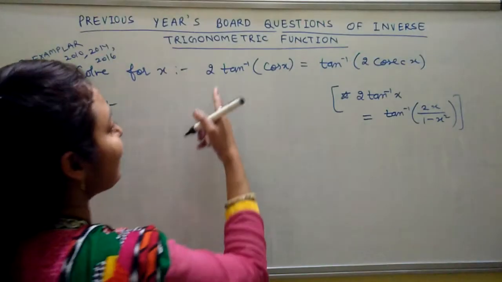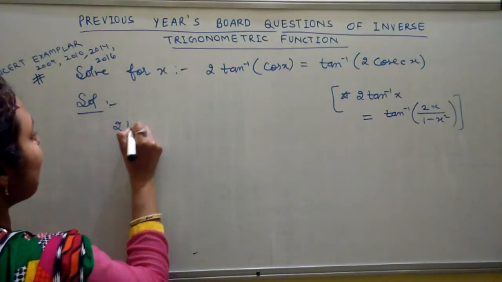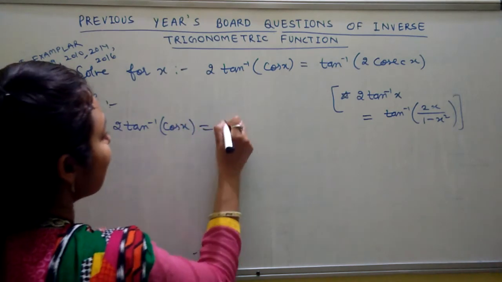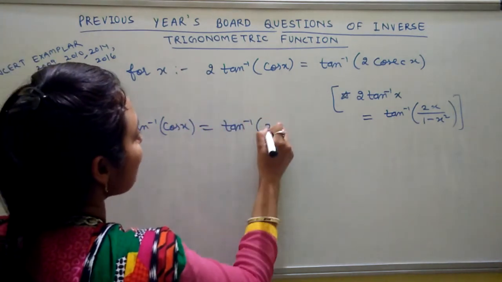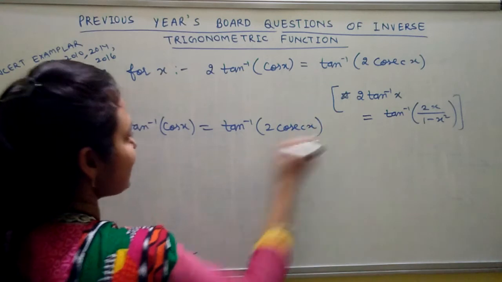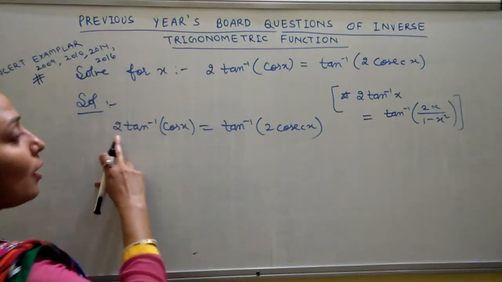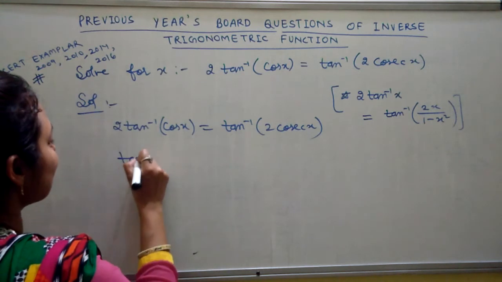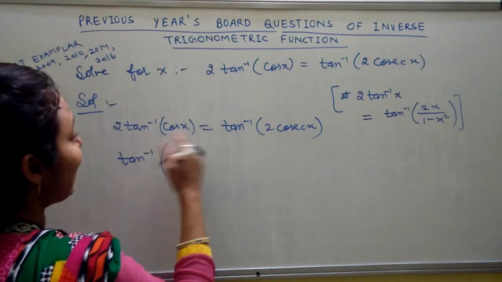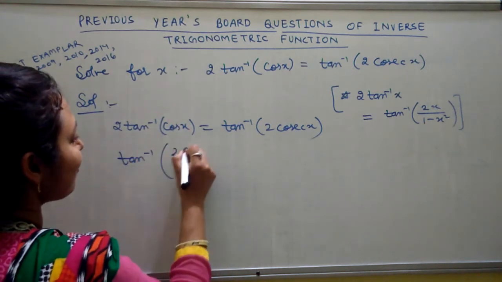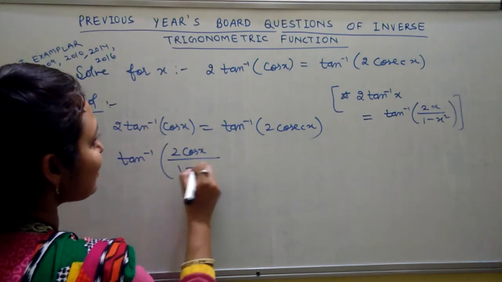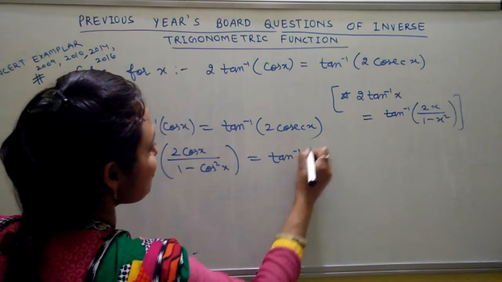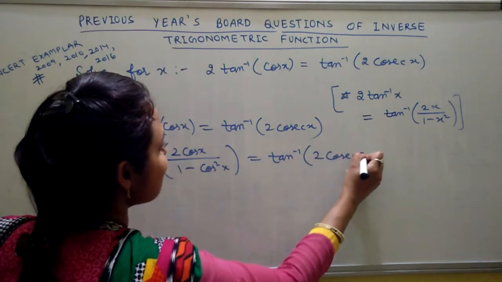Okay, so how to apply this formula? I will take the question: tan inverse cos x is equal to tan inverse 2 cosecant x. This is the question. First of all, apply that formula which is given here: 2 tan inverse 2x. So in place of x we have cos x. So 1 minus cos square x is equal to tan inverse 2 cosecant x.